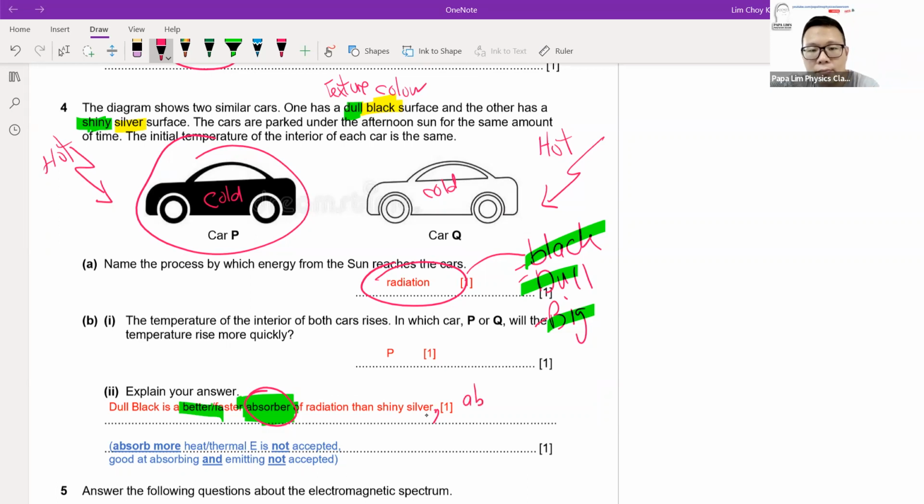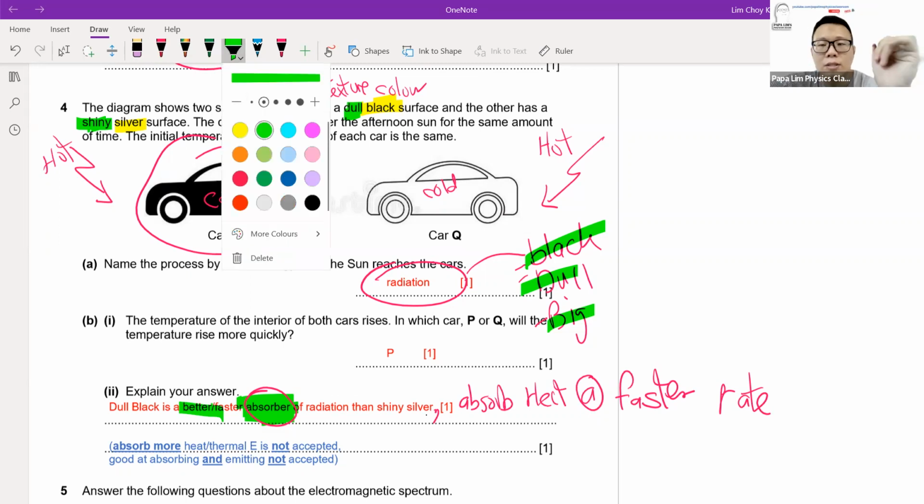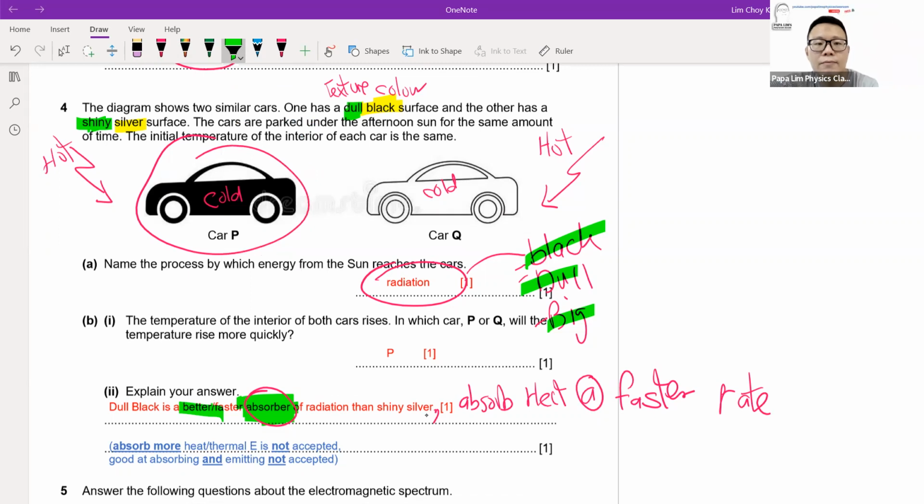If you want to make your sentence clearer, you can continue to say it absorbs heat faster. But take note of the sequence of the answer: the student needs to state which mode first. The mode you must definitely write. Then, if you want to make it clearer, you can say absorbs heat at a faster rate. The second sentence depends on the question, but if I were you, I'd just write both statements to be safe and clear.